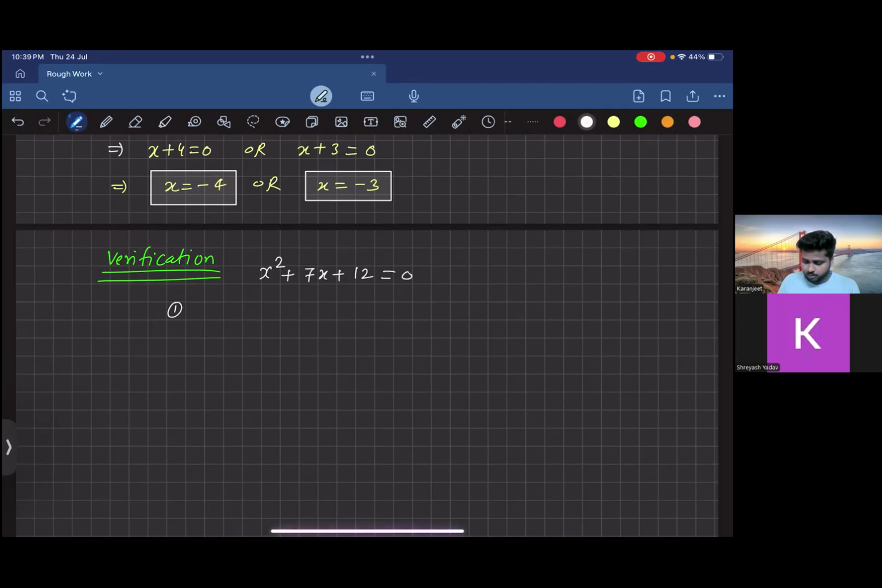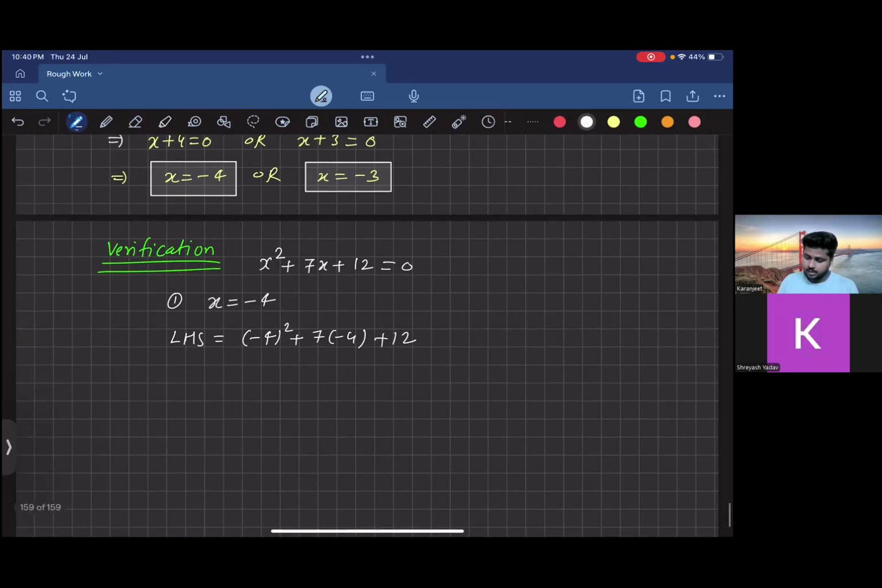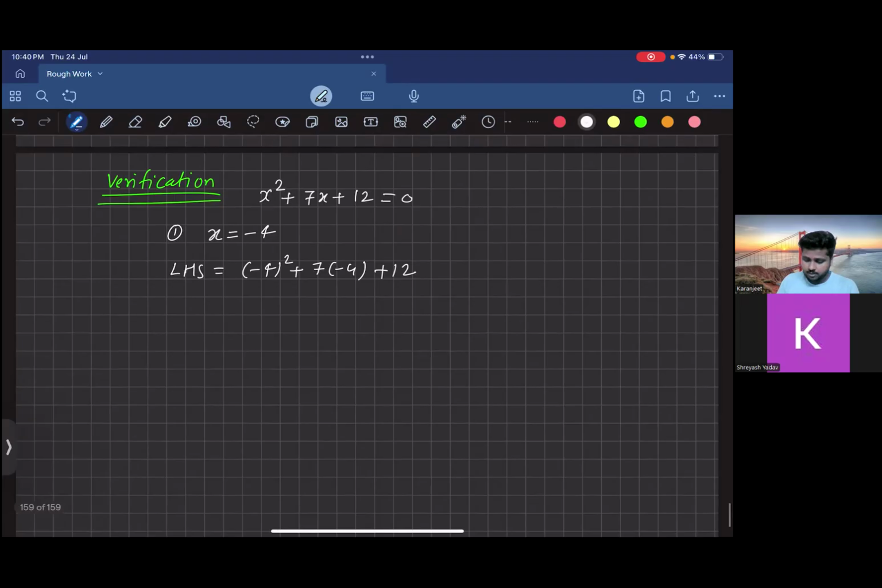Now verification, the first one is if x is equal to minus 4, then what is left hand side? Left hand side will be minus 4 square plus 7 into minus 4 plus 12. Understanding? And minus 4 square means what? 16. Minus 4 square will be 16. 7 into minus 4, minus 28, plus 12. Now add the positive numbers. The positive numbers are what? 16 and 12. 16 plus 12 will be what? 28. So 28 minus 28 equals to 0.